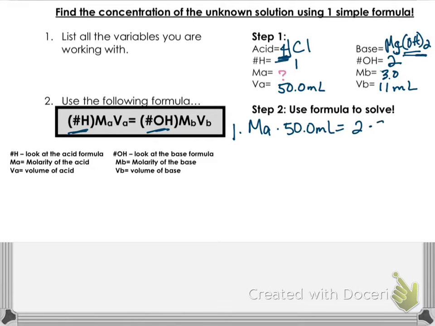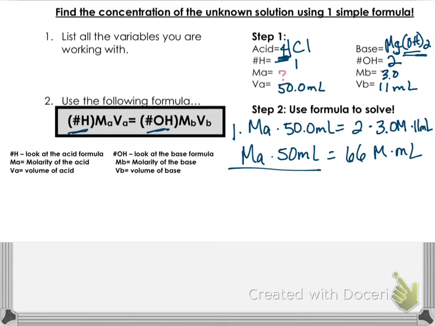The molarity of the base was 3.0 molar, and we used 11 milliliters. So now we just need to solve. Okay, so 1 times our unknown times 50, so I have whatever the molarity of the acid is, times 50 milliliters is equal to 2 times 3 times 11, so 2 times 3 is 6 times 11, 66 moles times milliliters. So how do I get that variable by itself, right? I divide by 50 mLs, and what I do to one side, we do to the other.